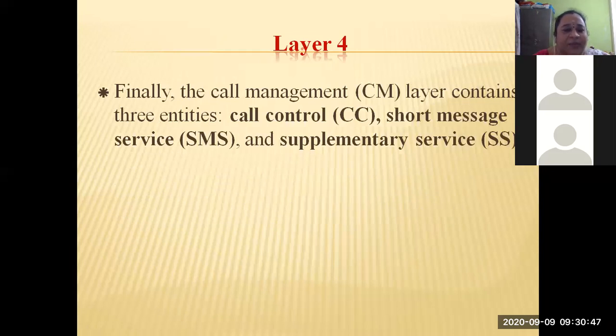And this particular call management consists of three entities: the call control, short message service, and the supplementary services. So call control is how the call gets engaged between the two subscribers, whether they are going to use the short message service between them, and if any supplementary services are required, like whether there are any tariff charges to be given, or any location identification. These are the supplementary services we discussed about. All these are provided by this call management section, right?